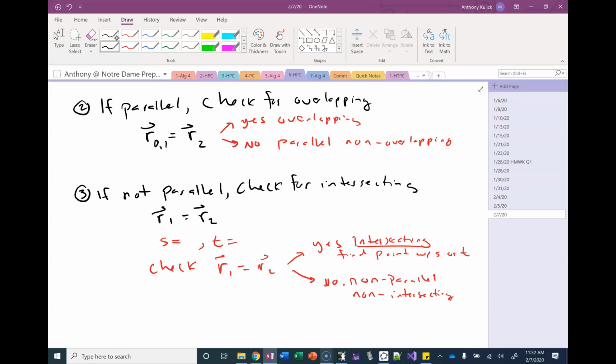If it wasn't parallel at all, we have to check between intersecting and non-parallel, non-intersecting. To do that, we check to see if the two lines are equal to one another. If they are, we can find the intersection using the solution parameters. And if they're not, then we know they're non-parallel, non-intersecting, and we're done. So there's two things that we really need to check every single time.